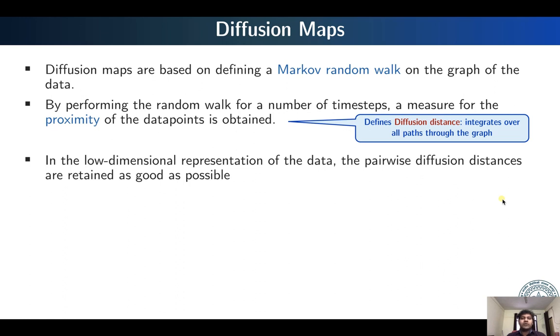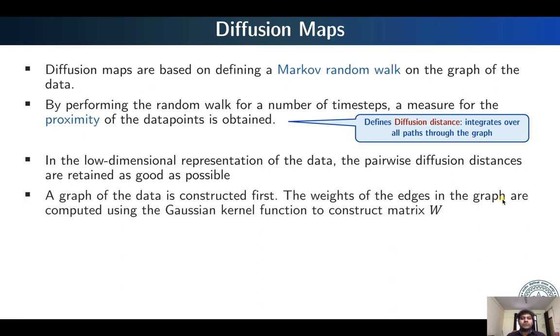So essentially the goal of the diffusion map technique is to retain the pairwise diffusion distances in the lower dimensional representation of the data. In order to do so, first it constructs the nearest neighbor graph, and in the graph, the edges are also weighted. These weights are computed using the Gaussian kernel function to construct a new matrix W, where each of the entries is given by the Gaussian kernel function applied on the original high dimensional data. And again, sigma is a parameter of this Gaussian kernel itself, which controls how wide the Gaussian kernel is.